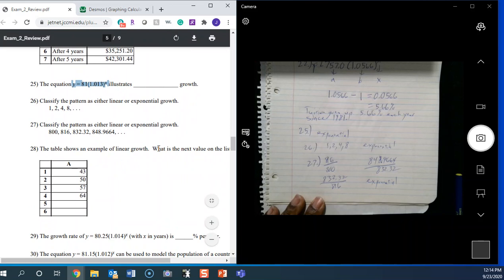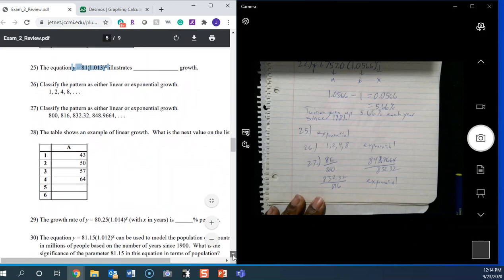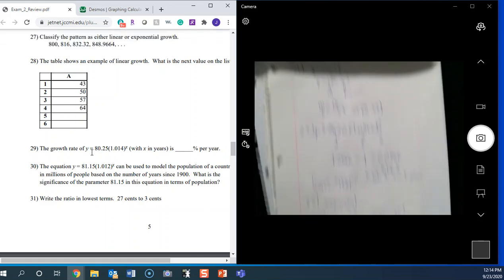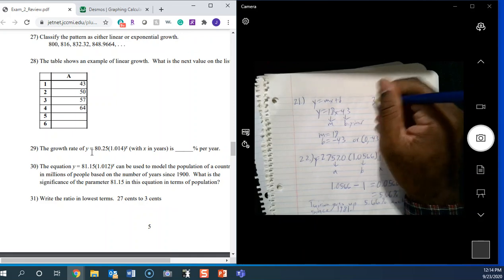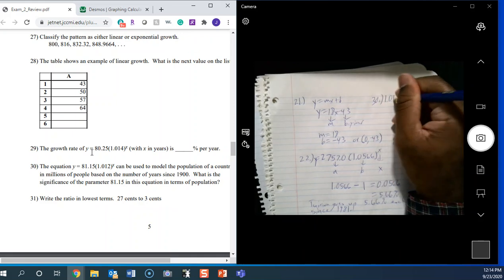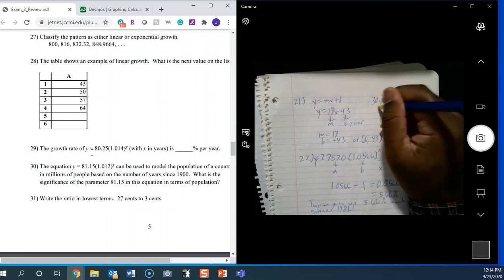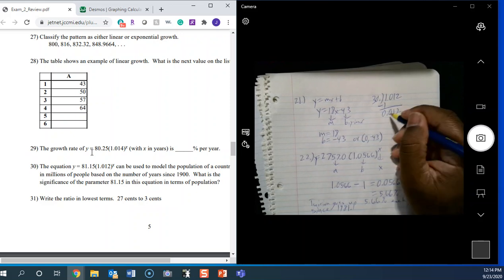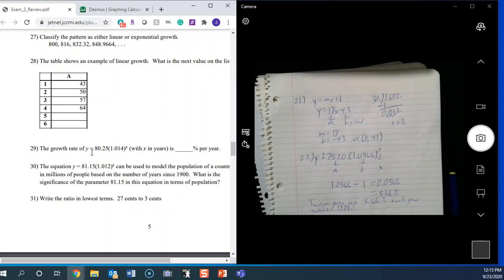Okay, now we did a problem like this here already. Look here. It says the growth rate of y equals 80.25 times 1.014 to the x, where x in years is blank percent per year. Now remember, with growth rate, we would take our growth factor. Our growth factor was 1.012. And then we would have to subtract 1 from it. So it'd be 0.012. Then we would change that to a percent, move this 2 places to the right. So it'd be 1.2%.